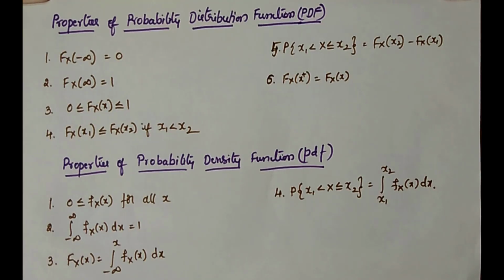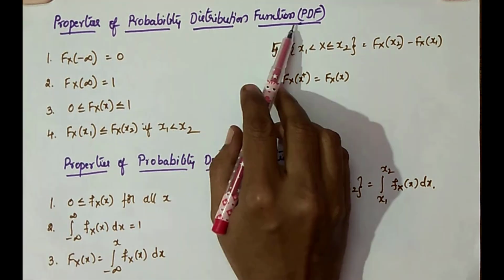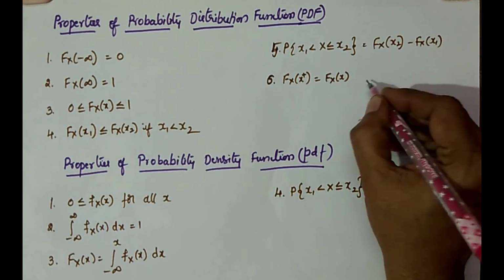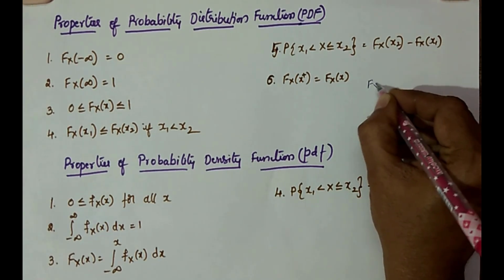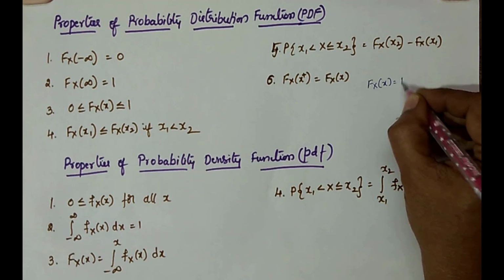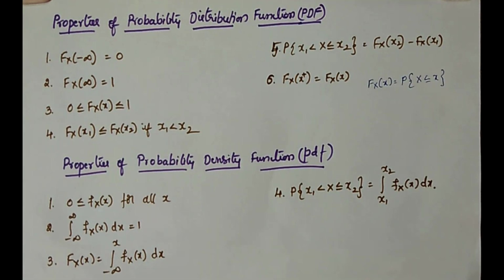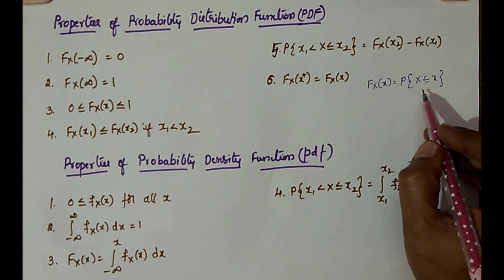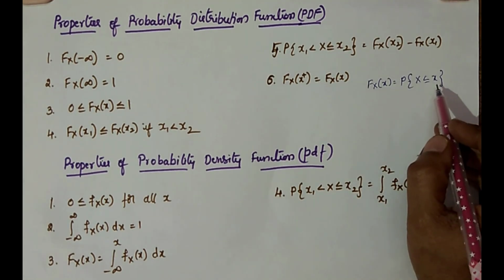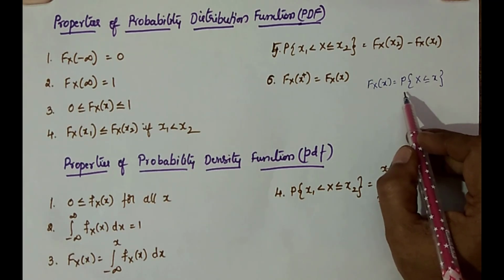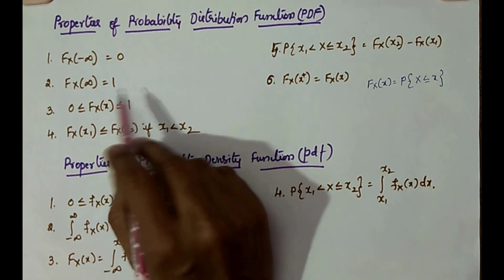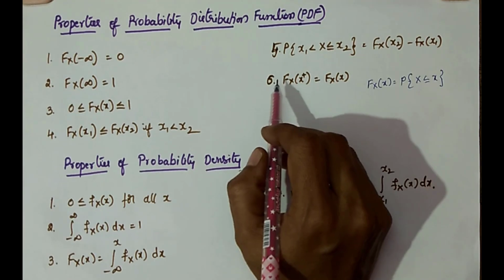Hello students, in this class I am going to explain the properties of the probability distribution function and the probability density function. The probability distribution function is denoted by F_X(x) = P(X ≤ x). It is the probability of the random variable up to the element x. Now, this is the list of the distribution function properties. I'll explain one by one.